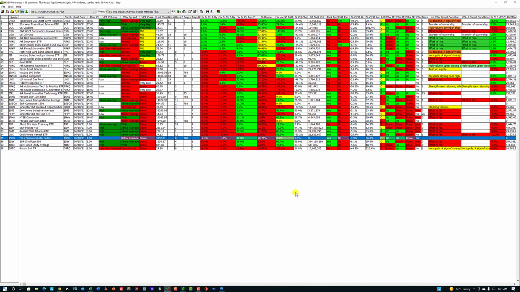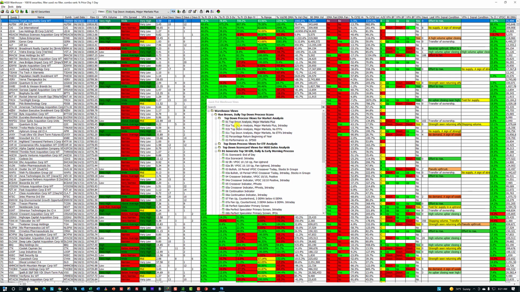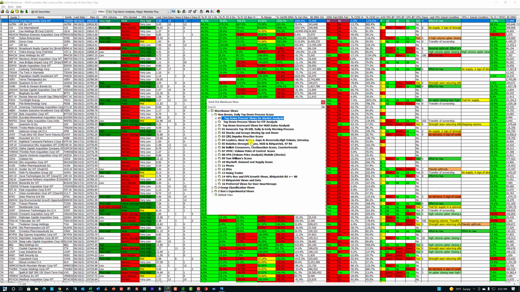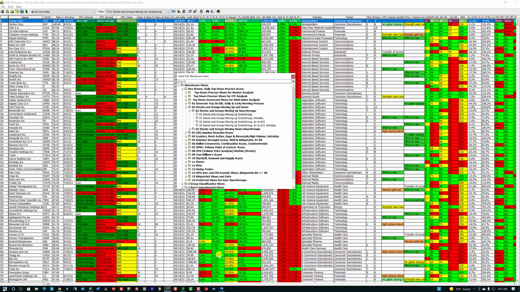One place you should always look, and Paul Reiche's very good about doing this. I'm going to hit my alternate space bar, go to all securities. I want to go down here. And there is a folder called Stocks and Groups Moving Up and Down. And I'm going to click on that. You can see that there are 100 securities there.